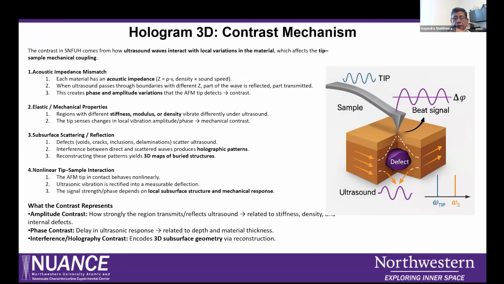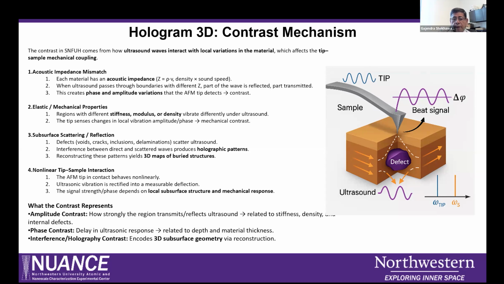Then, what is the mechanism of the contrast we are getting out of this ultrasound? Basically, each material has a different acoustic impedance, okay? That depends on the density of the material and also the speed of sound. So when the ultrasound passes through the boundaries, part of the wave is reflected, part is transmitted. So you create phase and amplitude variations at the surface, so the AFM probe can detect it.